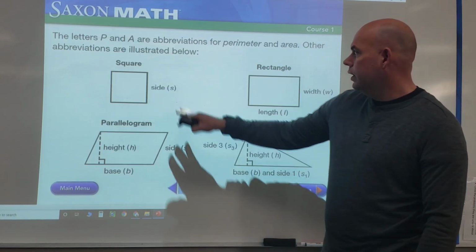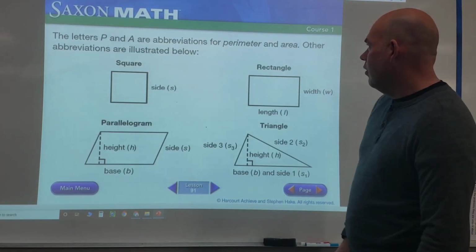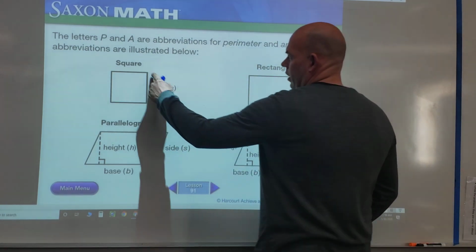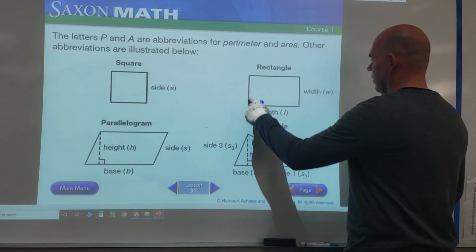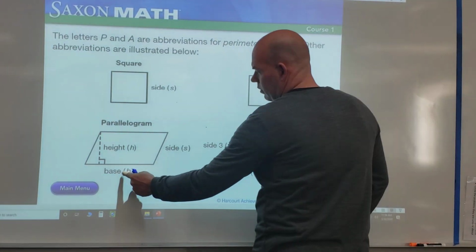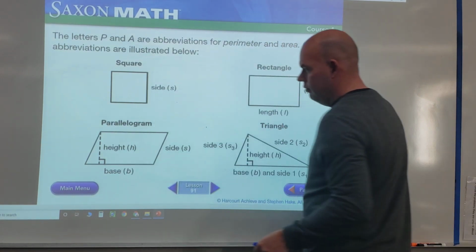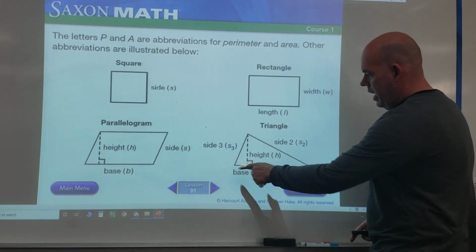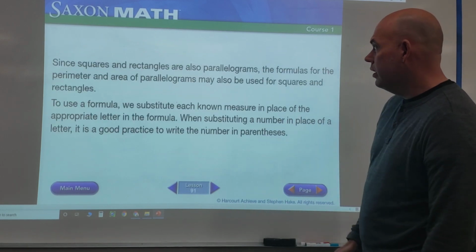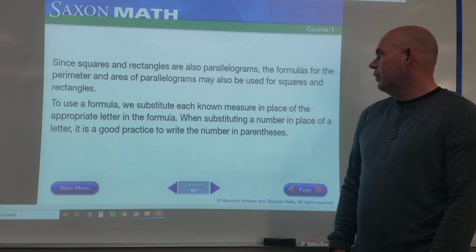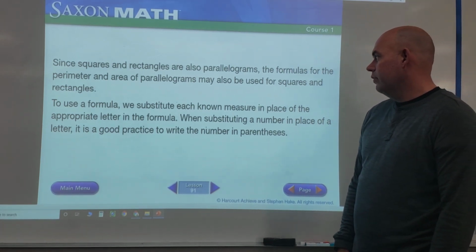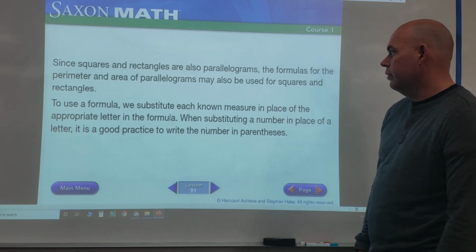All right, so here we're looking at our square. P and A are abbreviations for perimeter and area. So here we have a square with 4 sides, a rectangle with a length and a width, a parallelogram with a base and a height, and look, theirs is even fancier than mine, and a triangle with a base times the height. All right, since squares and rectangles are also parallelograms, the formulas for perimeter and area of parallelograms can be used for squares and rectangles.